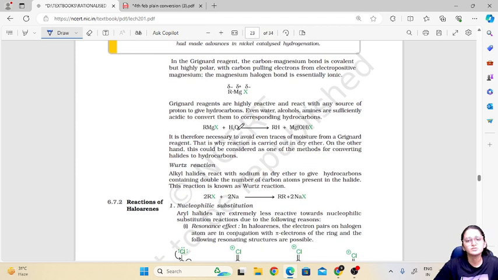When Grignard reagent, RMgX, is treated with water, we get RH, the hydrocarbon. That means MgX leaves and one H comes and attaches here, and we get the side product MgOHX. For example, if I take CH3MgBr and add water, I will get CH3H, that means CH4, which is methane, and MgOHBr.